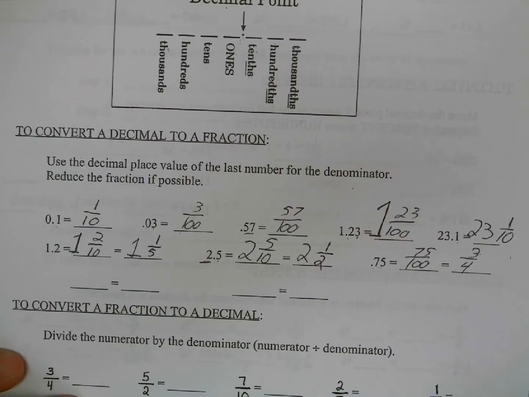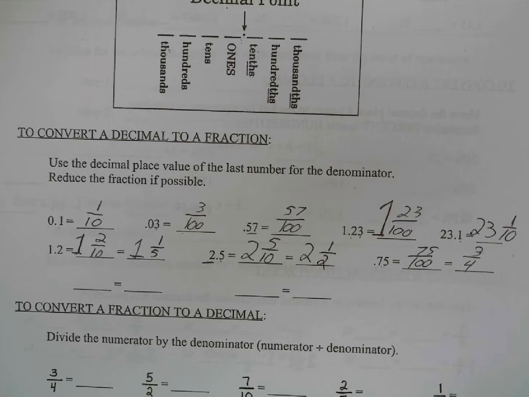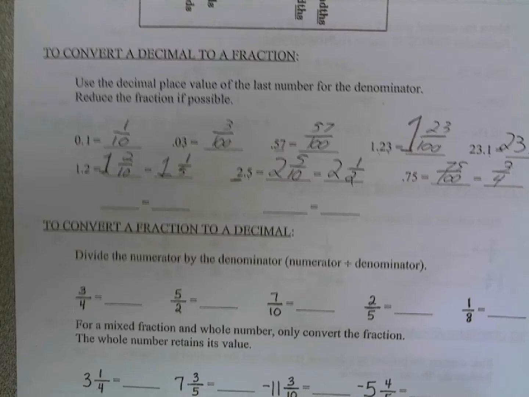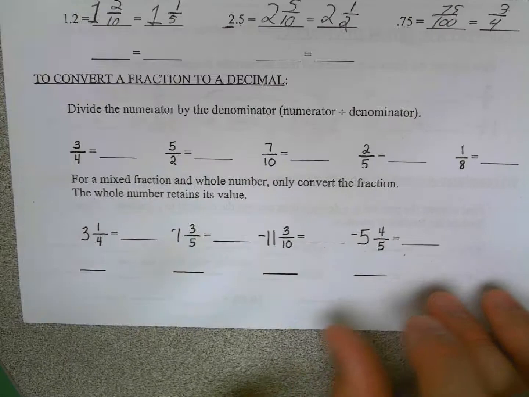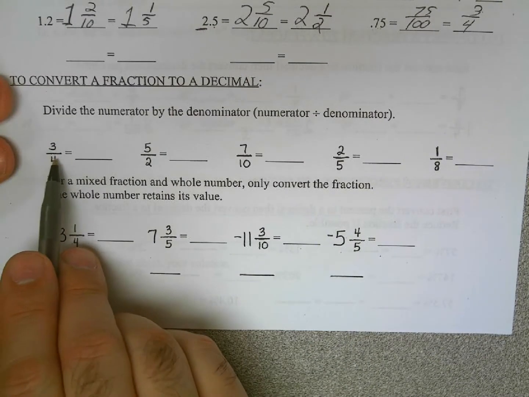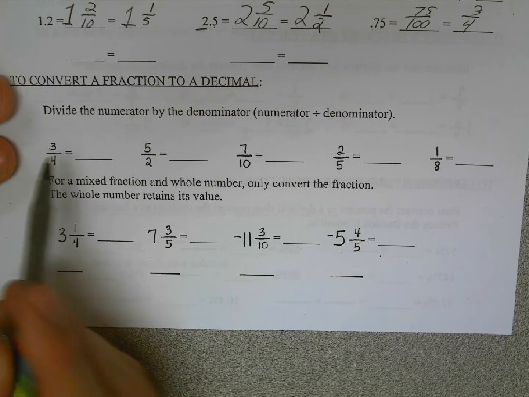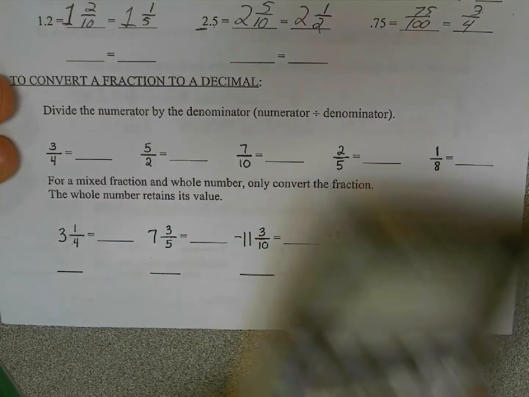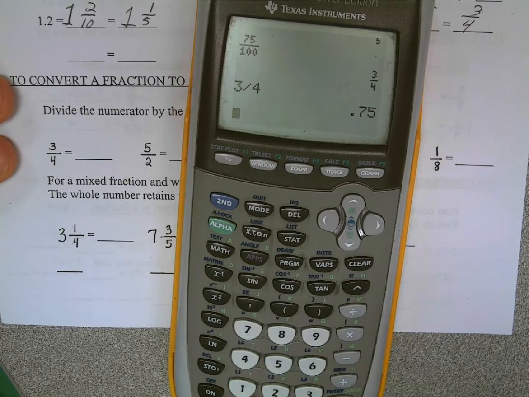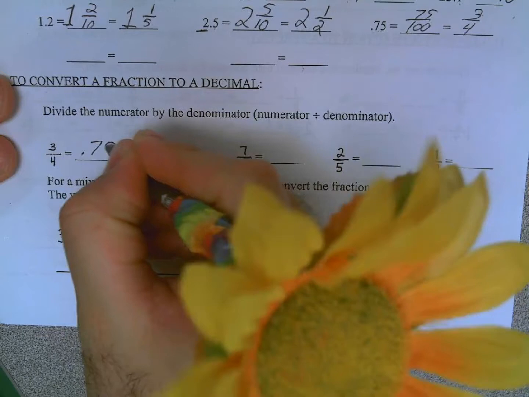All right, so now what we're going to do is we're going to go backwards. We're going to work backwards now. We're going to convert a fraction back to a decimal. Whenever you see your fractions, that's divide. So this fraction bar right here means divide. 3 divided by 4, right? 3 divided by 4, 0.75. So that gives us 0.75.